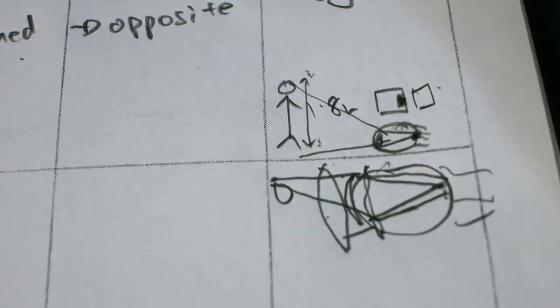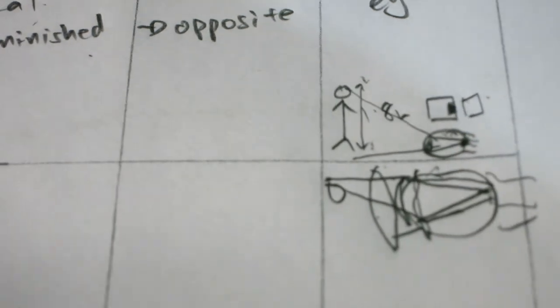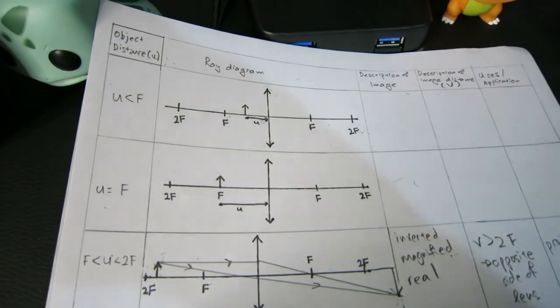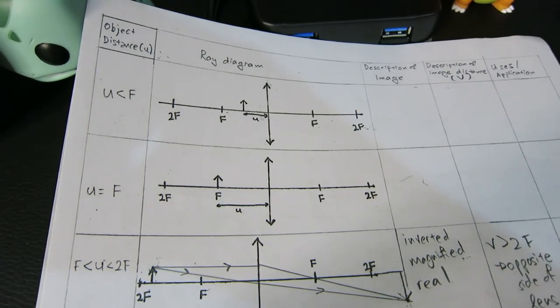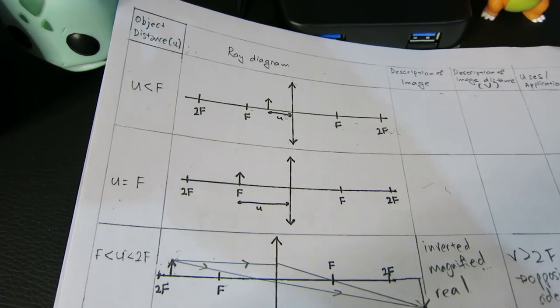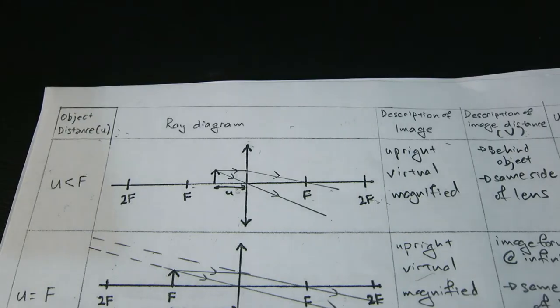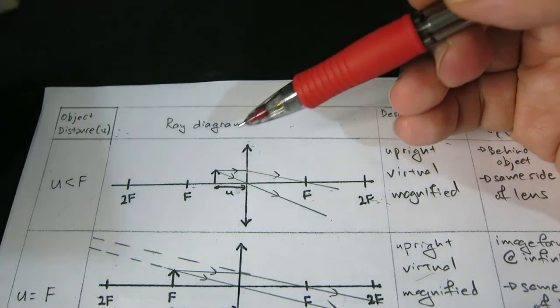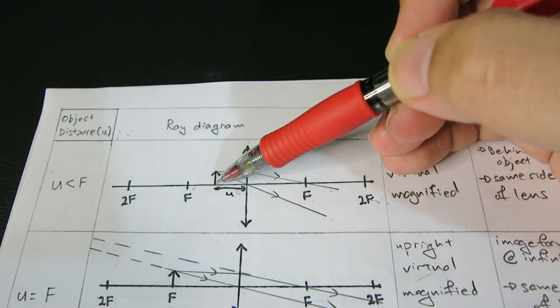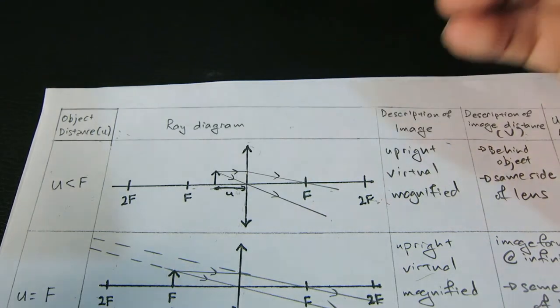So that's how all this works. Alright, I am now going to move on and do an object placed at a distance less than the focal length. Once I finish it, I will carry on the video. Alright, let's examine the situation when an object is placed at a distance less than 2F to the lens.